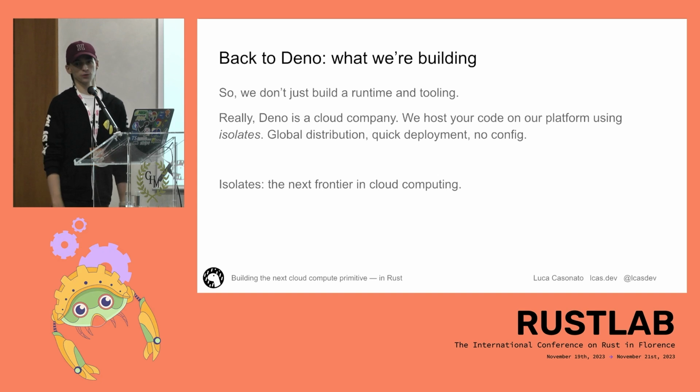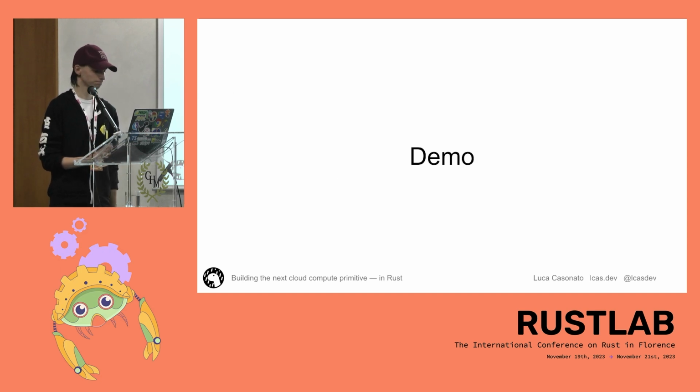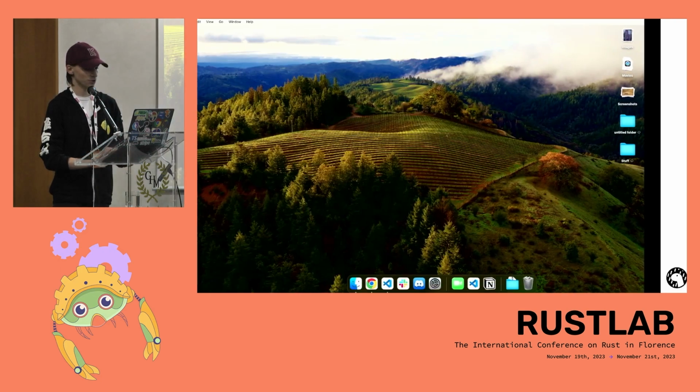And to do this, we use a compute primitive called isolates. I'll talk a little bit about what isolates are in a second, but the way we think about this is that it's the next frontier of cloud computing after containers. They allow very easy global distribution, very quick deployment, very little configuration, and very easy virtualization. So I'm going to give you a quick demo of that too.